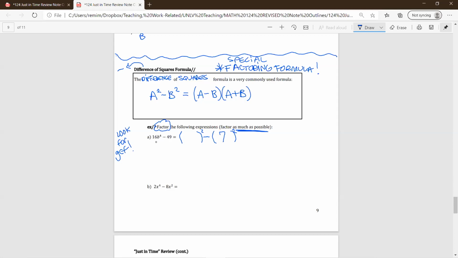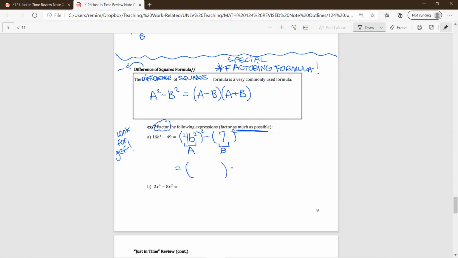How about this one here? What could we put in the parentheses that when we square it, we get 16b to the 4th? Well, with the 16, we can just put a 4 in because we know 4 squared is 16. And then for the b to the 4th, we'll put b squared. Because think about it, if you do b squared squared, that means b squared times b squared, which means b times b times b times b, which is b to the 4th. So I'm going to rewrite it like that, and that tells me that this is my a. So we got a squared minus, and this part's going to be my b.